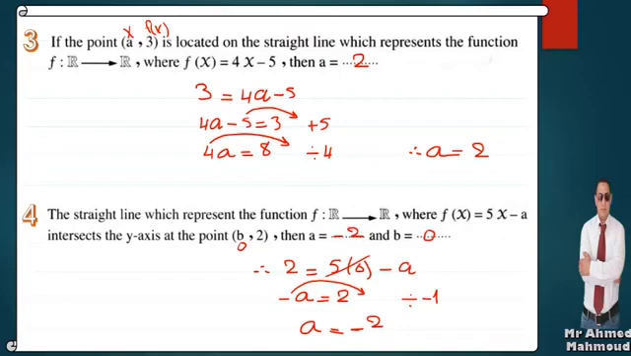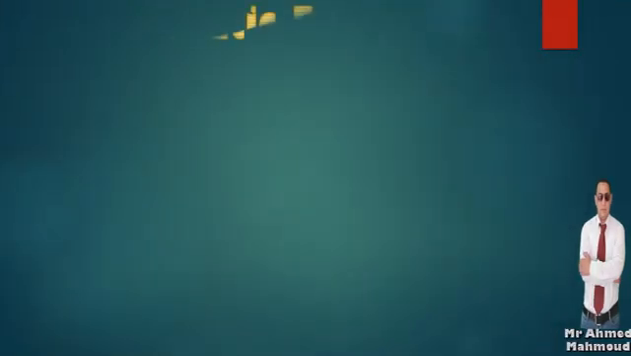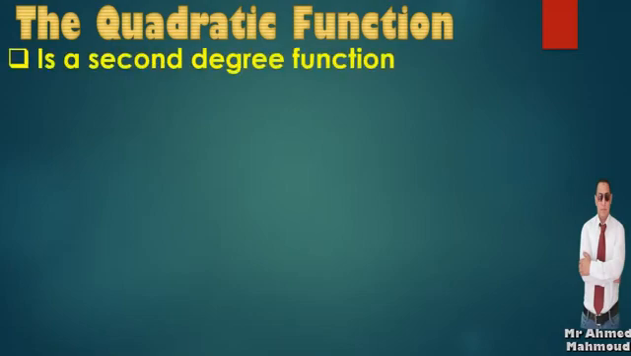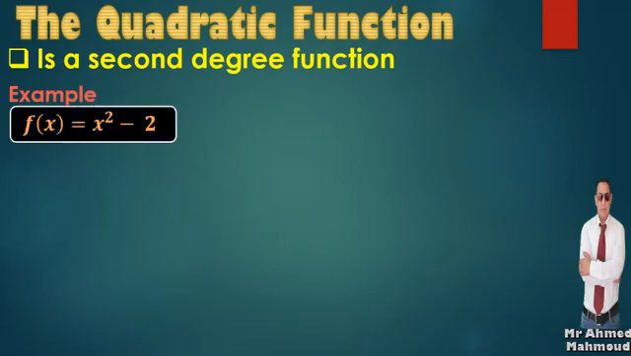Now we are going to study the last type, which is called the quadratic function. Let's start studying this one. The quadratic function is the function of second degree. For example, if f of x equals x power of 2 minus 2, now we have here x power of 2 minus 2, it's a second degree function, okay, because it contains x power of 2.